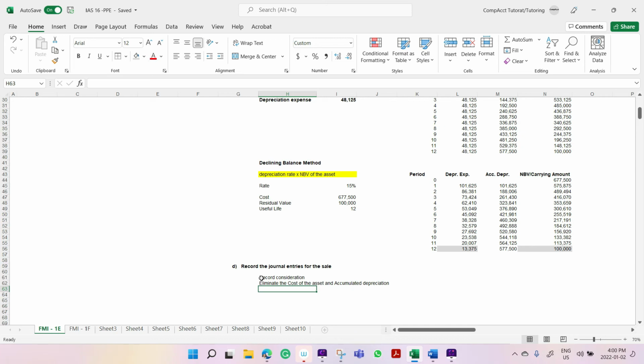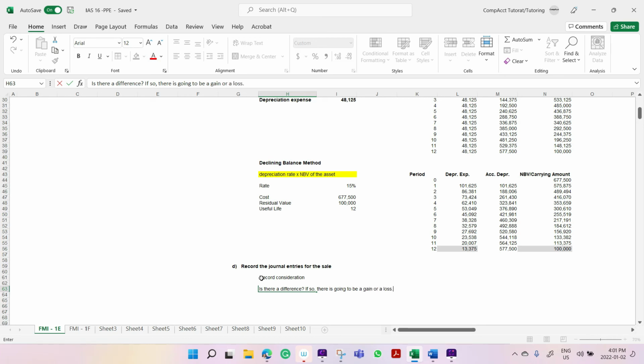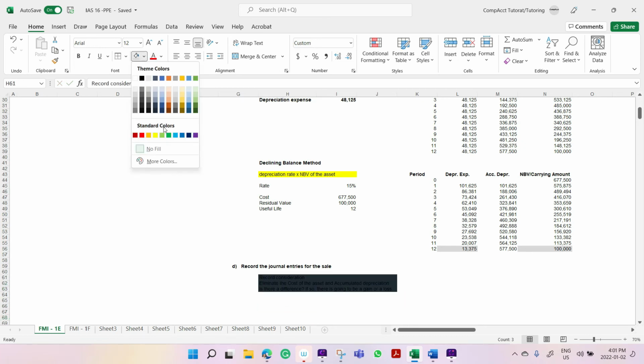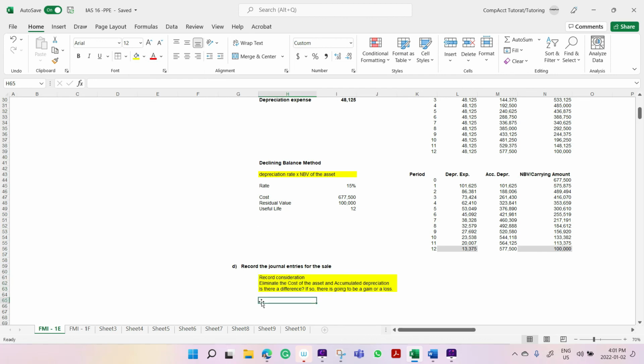And then lastly, is there a difference? Let's put that as a question mark. If so, there is going to be a gain or a loss. Okay, so we've got three little points here to know as far as what to do when there are derecognitions.